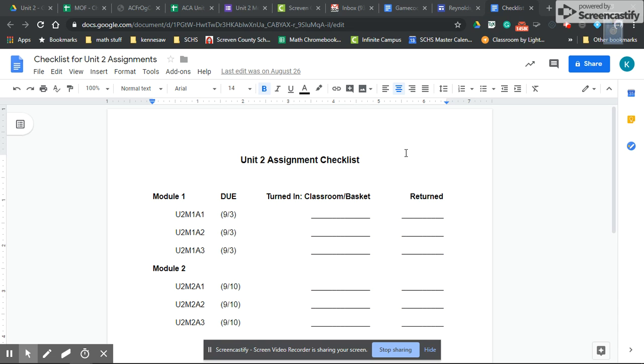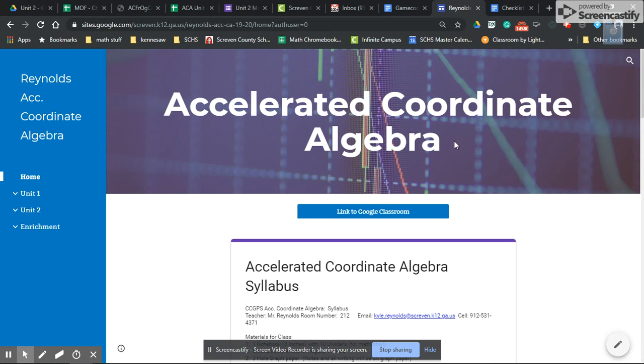So now, where do they find these assignments at? This is the only sheet of paper that the students are having to keep up with on a daily basis for the class. Everything else is housed in the website. This is the website. I'll provide this link in the email to you. I just want to quickly go through what you can find on this website.